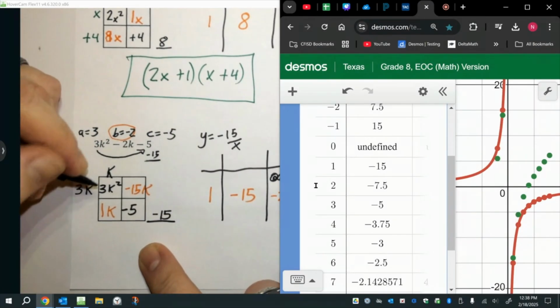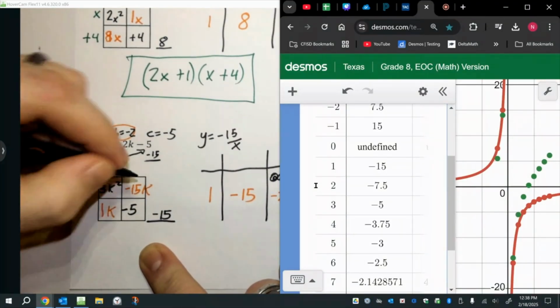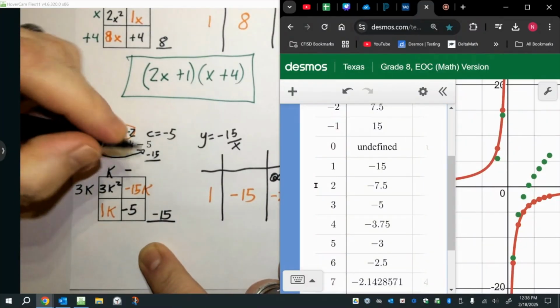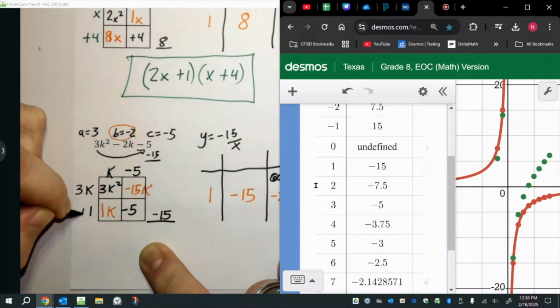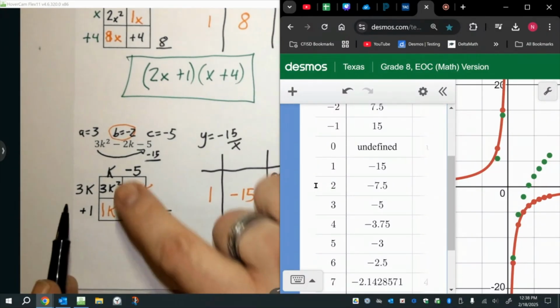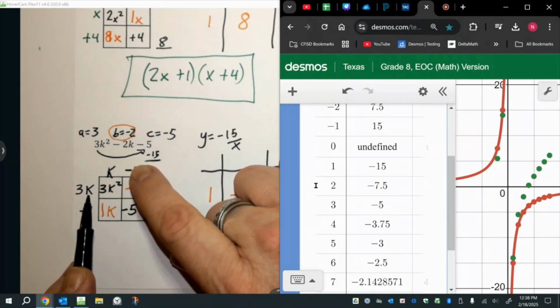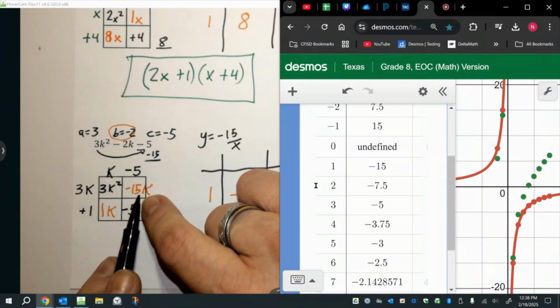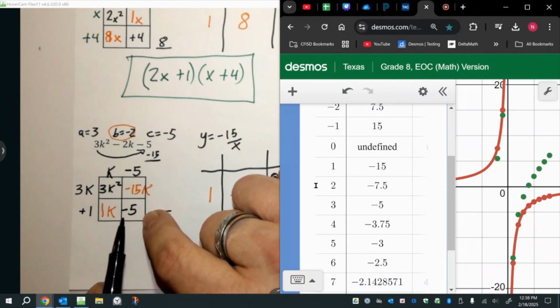Cool. All right, this is negative 15 and negative 5. Well, what's common about both of them is that they're both divisible by 5. So I'm going to put a 5 there. All right, these two, what's common about them? Actually, the only thing that's common about them is 1. So we're going to put a 1 here and a positive. And now we can check every box. 3k and k, if I multiply them, that's 3k squared. 3k and negative 5 multiply is negative 15k. 1 times k is 1k. And 1 times negative 5 is negative 5.